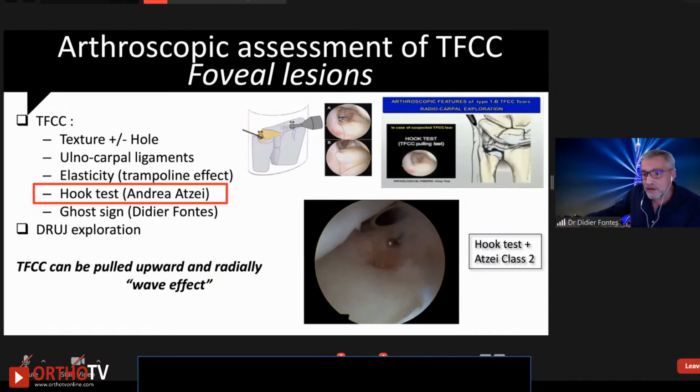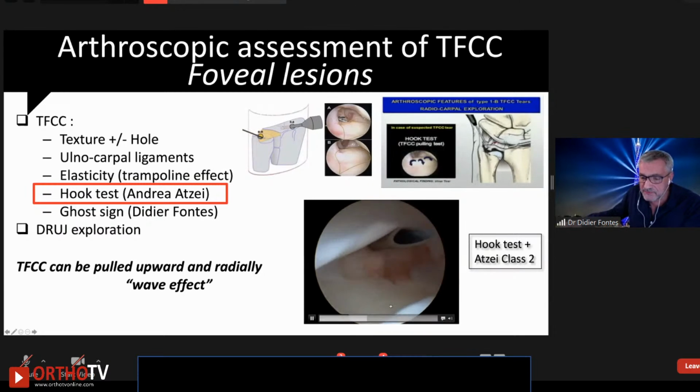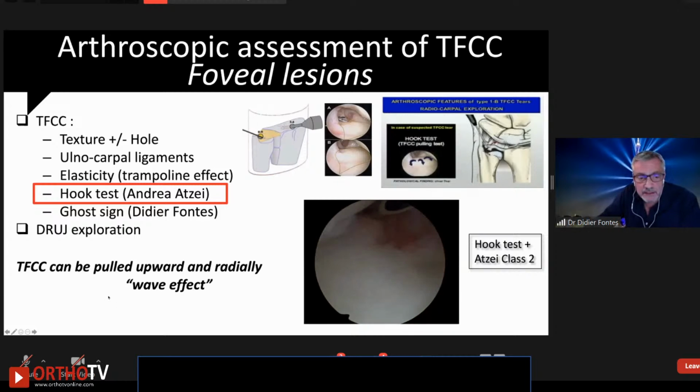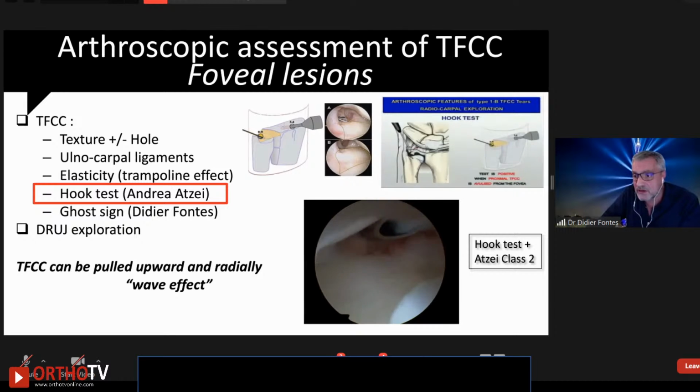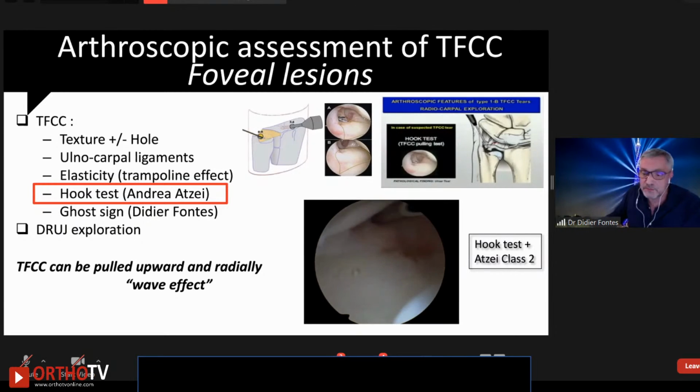Concerning the foveal lesions, André Atzei has described the hook sign. When you pull upward and radially on the TFC with the probe, you can observe this wave effect. It is typically the consequence of a total avulsion of the foveal attachment of the TFCC.